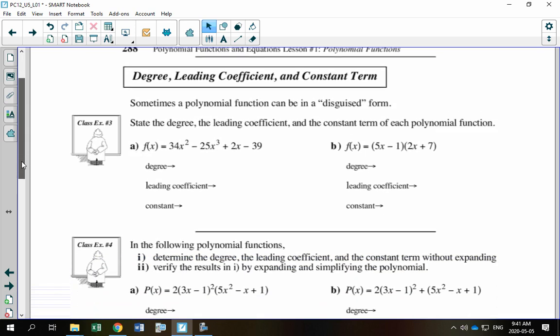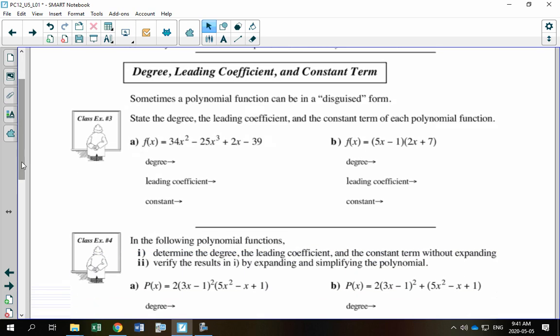Okay, so taking a look at degree, lead coefficient, and constant. Sometimes a polynomial function can be in a disguised form. So state the degree, lead coefficient, and the constant term of the following. If I take a look at f of x here, notice that it's not in descending powers. So make sure you recognize that. The degree is the highest exponent. In this case, this is 3. The coefficient with that exponent, so our lead, would be negative 25. And the constant has no variable, so in this case, negative 39.